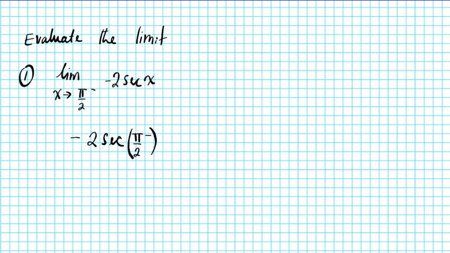Alright, so we're going to evaluate negative 2 times secant pi over 2 from the left. Now, secant function is an asymptotic trig function, so we can use the reciprocal identity to express it into a function that's easier to graph. So we can write this as negative 2 over cosine, since secant is the same thing as 1 over cosine. So negative 2 over cosine pi over 2 from the left. Okay? So you just have to remember that secant theta is 1 over cosine theta.